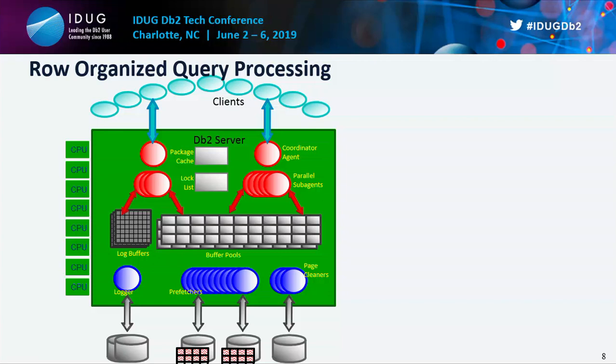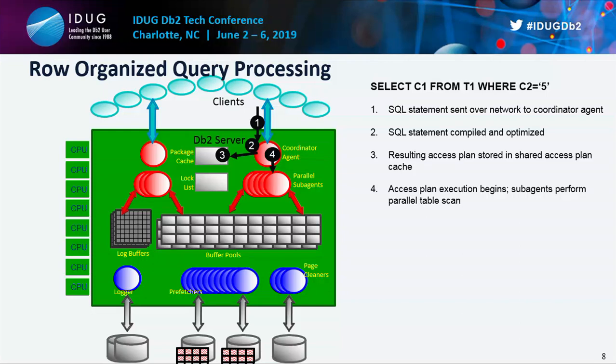Row-organized query processing. Using the same picture, I'm going to walk through what a simple query looks like and the different things that end up interacting. So here we're doing a select column 1 from table 1 where column 2 equals 5. And this one is row organized.